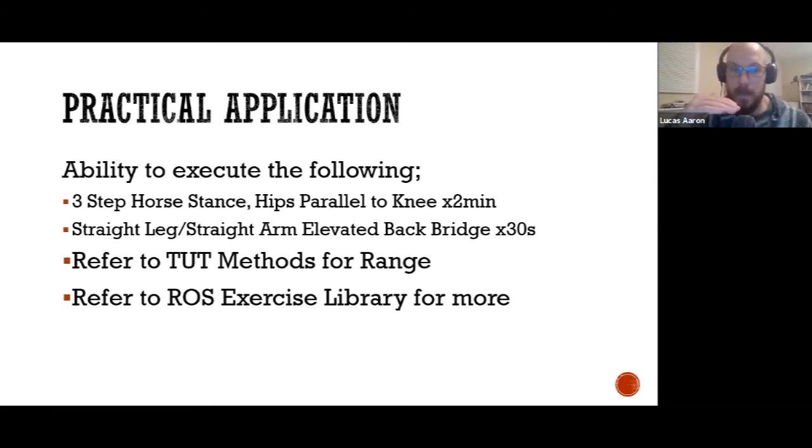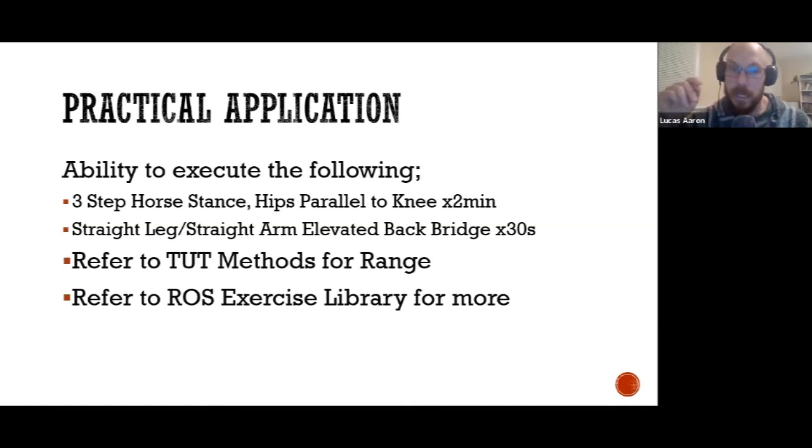But basically, to become a Range of Strength coach, this would be the physical demonstration you need to demonstrate. So the 3-step horse stance, hips parallel to the knee. So those quantitative outcomes for 2 minutes. And the straight leg, straight arm elevated bridge, shoulders stacked.